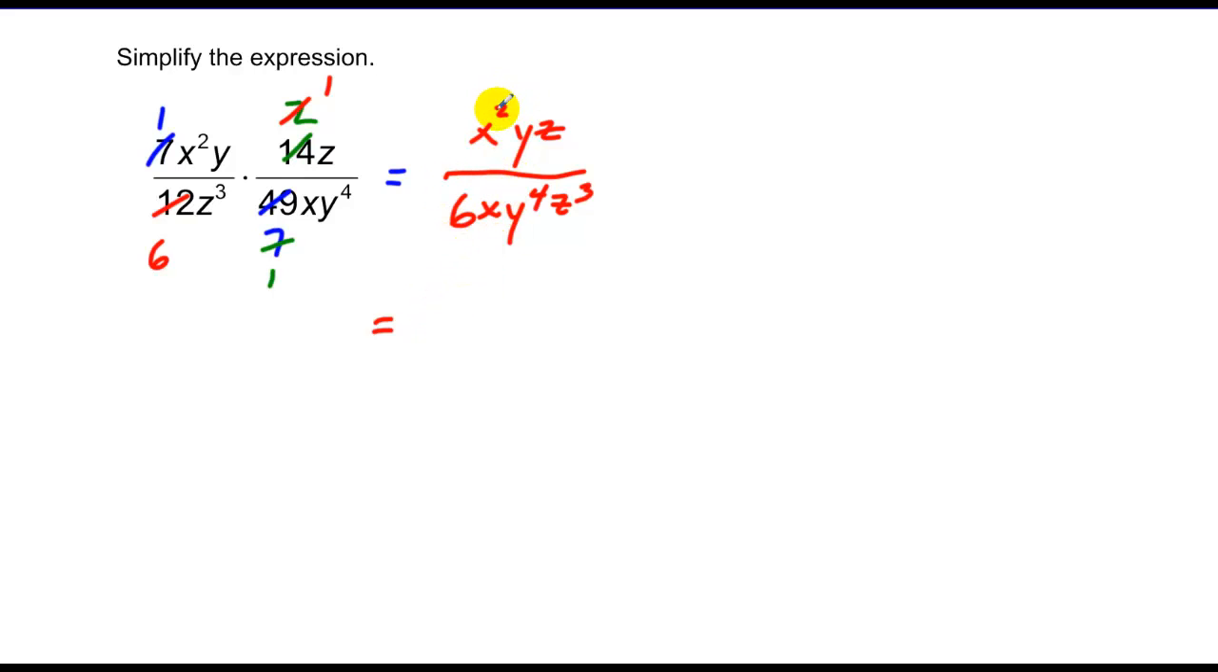So I have x squared over x, which is x to the 1st in the numerator, y to the 4th and y, which is y to the 3rd in the denominator, and z to the 3rd and z, which is z squared in the denominator, and I have that 6 left.